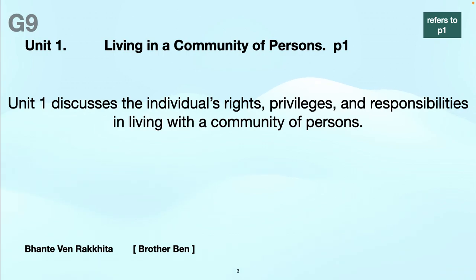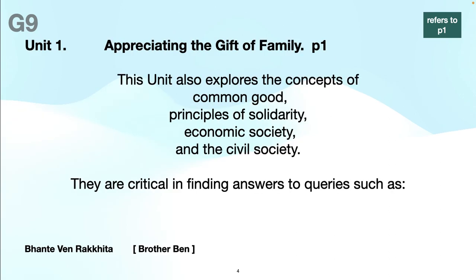Right, let's move on then. Let's just review this part. This is at the beginning of the book, which talks about all of Unit 1, so it will also have questions for you to do. Unit 1 discusses the individual's rights, privileges and responsibilities in living with a community of persons. This unit also explores the concepts of common good, principles of solidarity, economic society, and the civil society.